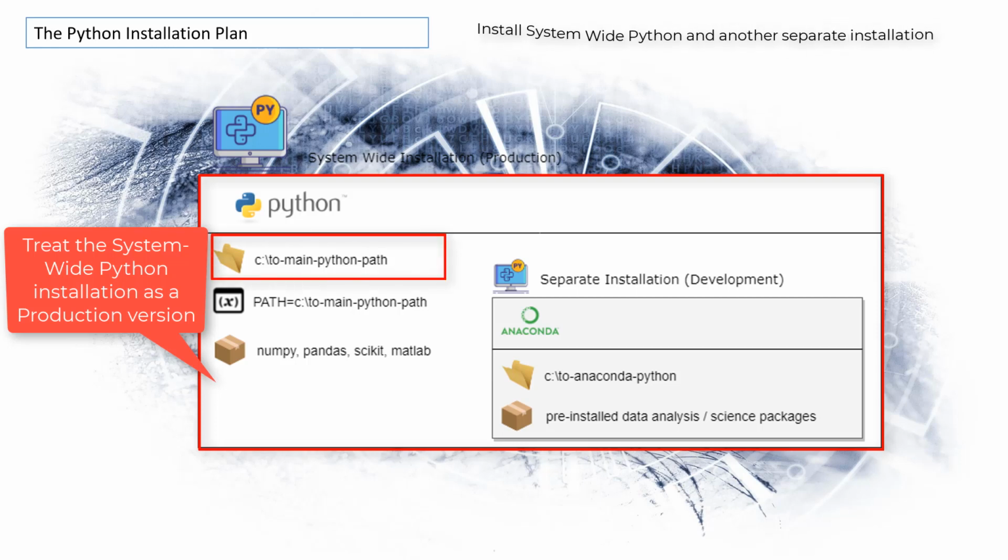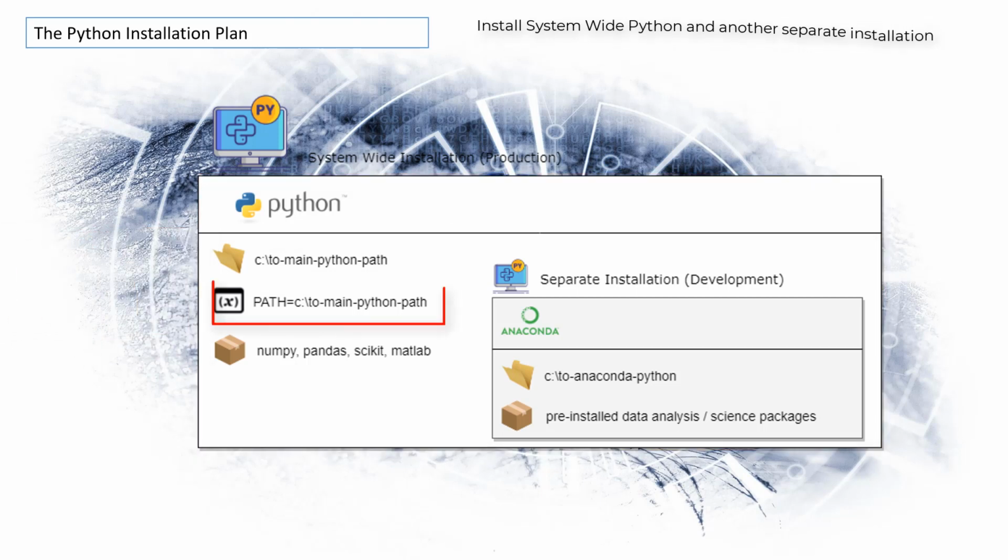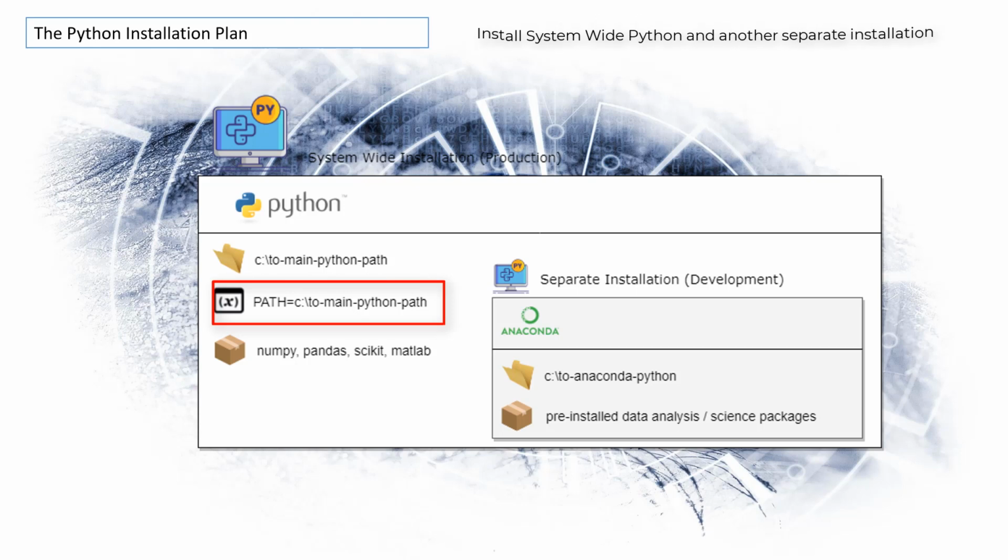But to make it system-wide, we have to ensure that the path to the main Python installation is reflected within the path environment variable. Now, it doesn't matter which operating system you use, whether it's Windows, Mac, or Linux, the operating system looks at the path variable to find the right installation of the Python interpreter. So when you run a Python application, the first thing the operating system does is find the path to the Python interpreter by looking at the path variable.